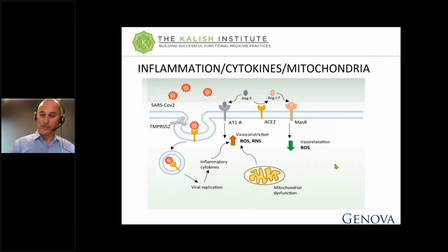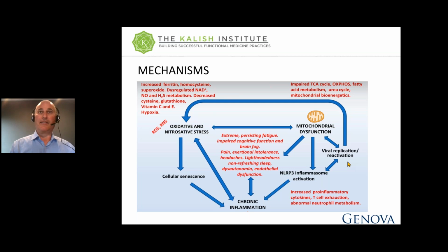Problems with the blood vessels, problems with the brain. There's another slide from that same study, and just again, mechanisms. So if you want, some of you, it just helps to see it, right? Here we have mitochondrial dysfunction related to viral replication.